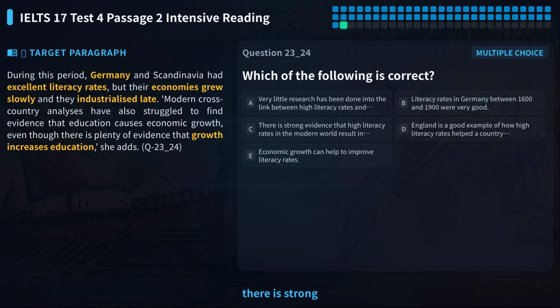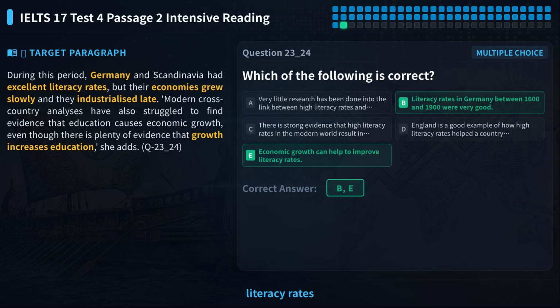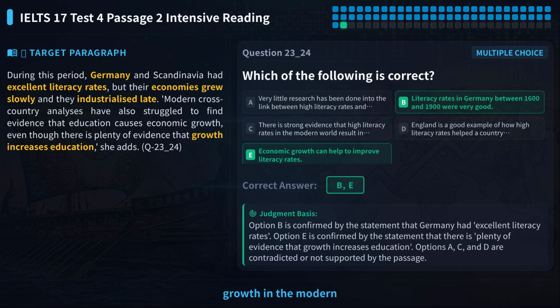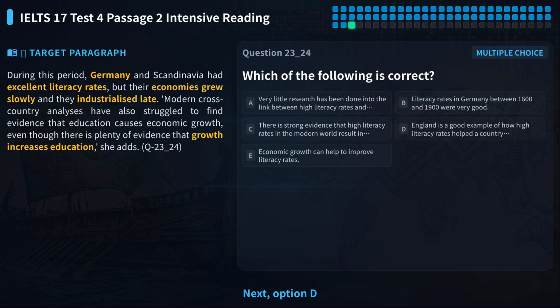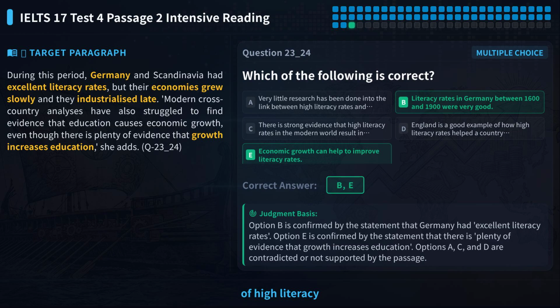Now option C says there is strong evidence that high literacy rates cause economic growth in the modern world. But the text says the evidence for this link is mixed or uncertain. So C contradicts the text and is wrong. Next, option D says England is a good example of high literacy helping industrialization. But the text points out that England's industrialization happened before literacy rates rose significantly. So literacy was not the cause. D contradicts the text and is wrong.